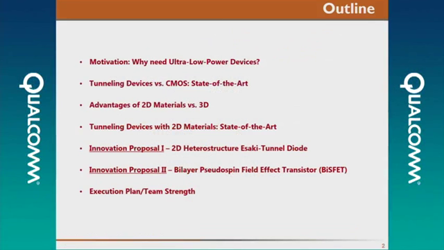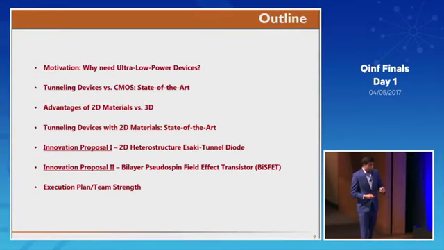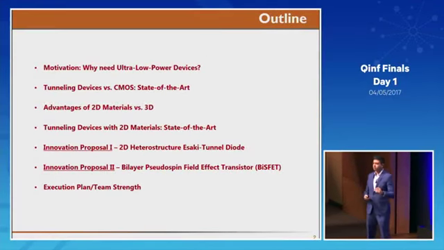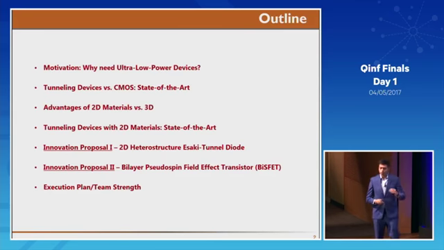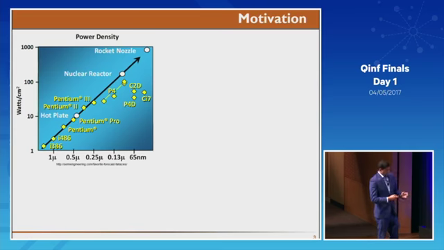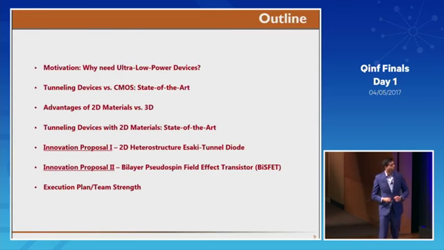So let me briefly talk about the outline of our talk. We'll start with the motivation, that is why there is a need for such ultra-low power devices. Then we'll look at some tunneling devices in comparison to CMOS. Then we'll introduce what 2D materials are and what advantages they have over 3D materials. Then we'll also look at some tunneling devices based on these 2D materials and talk about what the state of the art is.